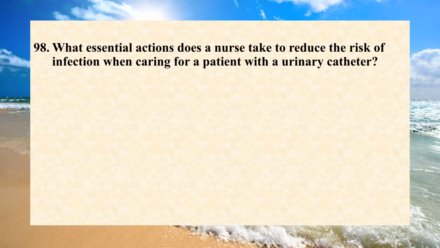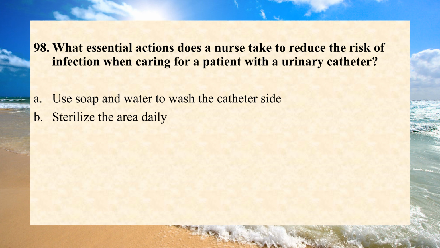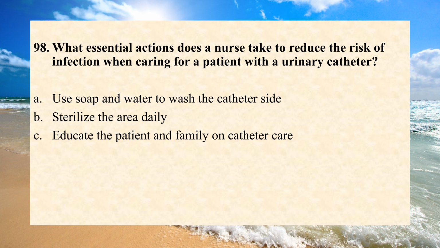What essential action does a nurse take to reduce the risk of infection when caring for a patient with a urinary catheter? Option A. Use soap and water to wash the catheter site. Option B. Sterilize the area daily. Option C. Educate the patient and family on catheter care. Option D. Keep the area dry. Answer is C. If you educate the patient and family on the catheter care, that will reduce the risk of urinary tract infection in the patient with the urinary catheter.